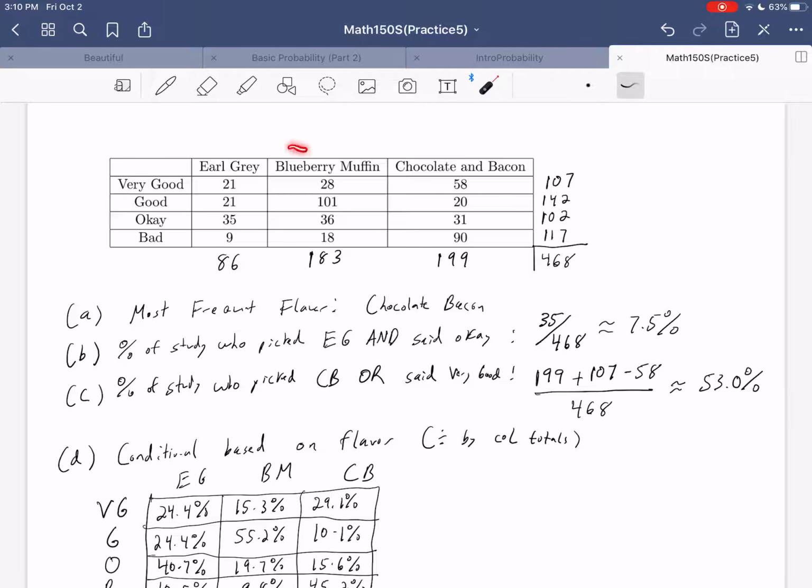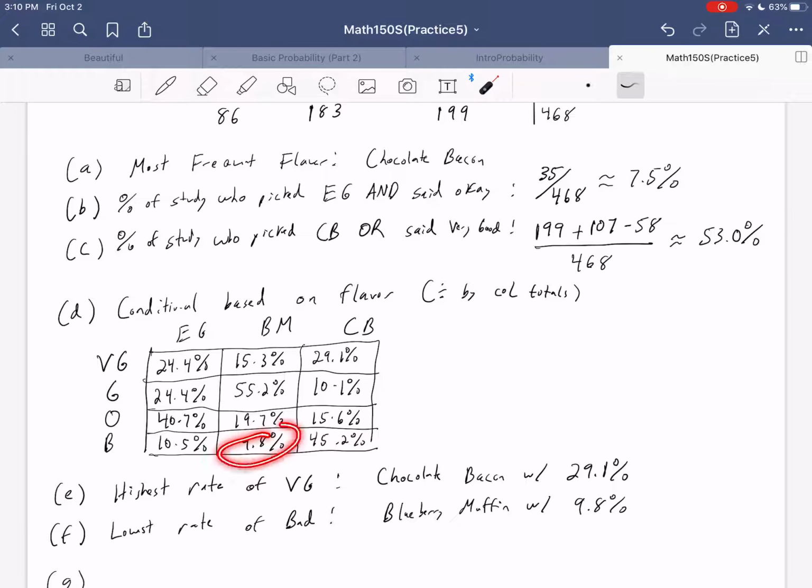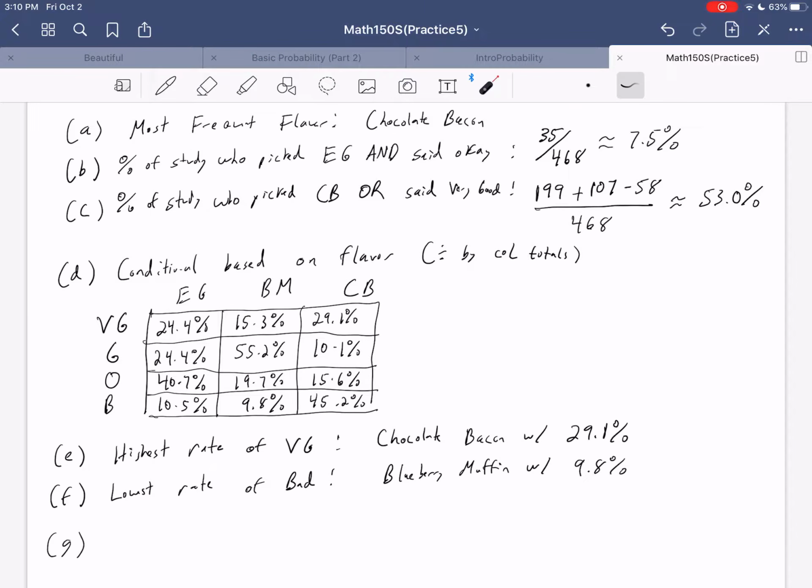That leaves us with this blueberry muffin flavor, which seems to have a lot of things going for it. First of all, it was the second most purchased. It was just a little bit behind chocolate bacon, so it's surely stirred up a lot of interest. Second, it had the lowest rate of bad, which is really good. And while it didn't have a very high rate of very good, it did have a very high rate of good. And you can also see that if you put these two together, very good and good, which you could think are the two really positive responses, it does have the highest combined rate.